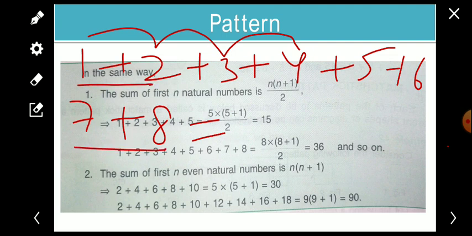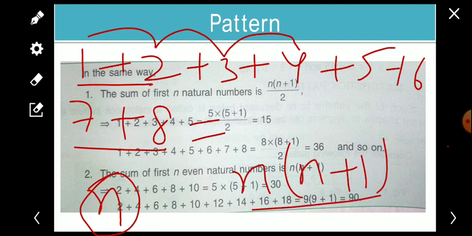So the formula is that if we are going to take n natural numbers, maybe 7 natural numbers, 8 natural numbers, 9 natural numbers, like that, the sum will be n into n plus 1 by 2. This is the formula for finding the sum of the first few natural numbers. So n is the number of natural numbers, into n plus 1.